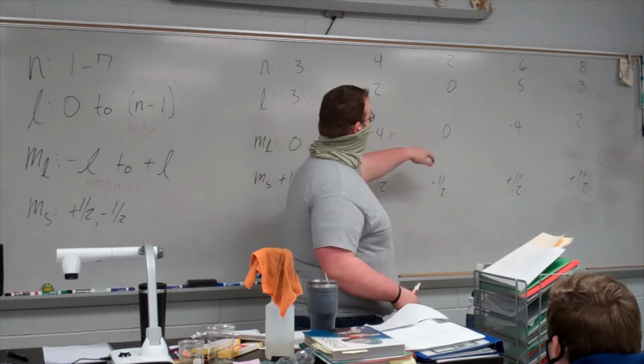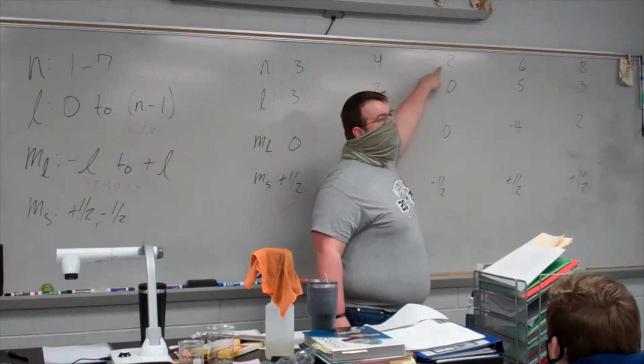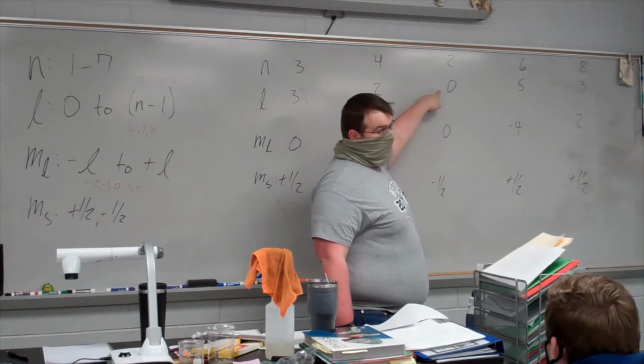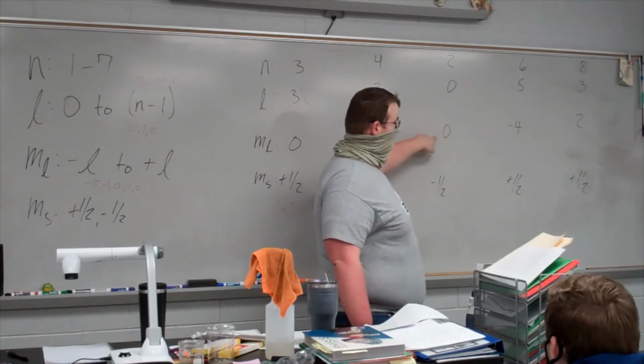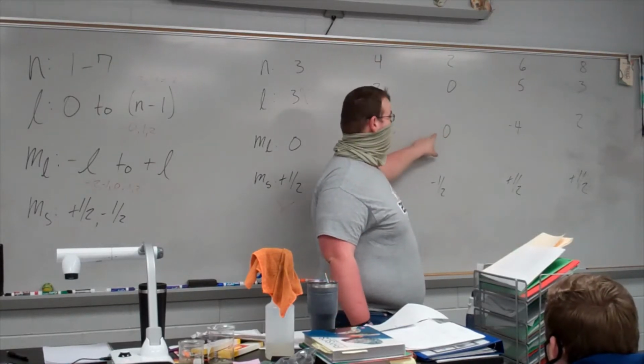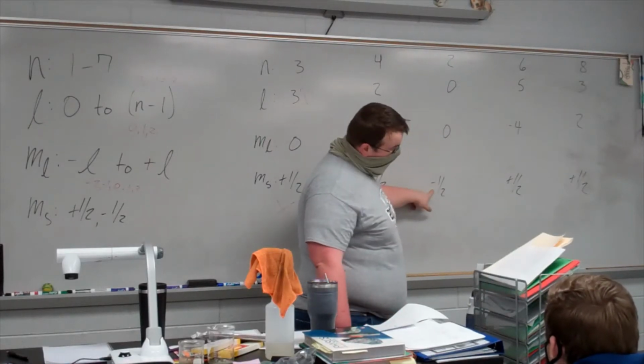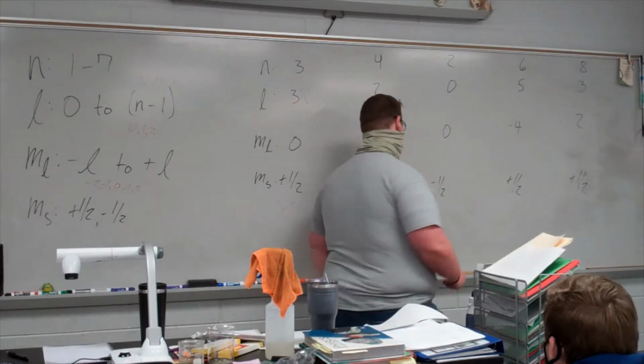So look at this third one. N is 2. Can N be 2? Yeah. L is 0. Can L be 0? Yeah. If L is 0, can M sub L be 0? Yes. But spin quantum number, can it be negative 1/2? Yes. Therefore, these can exist.